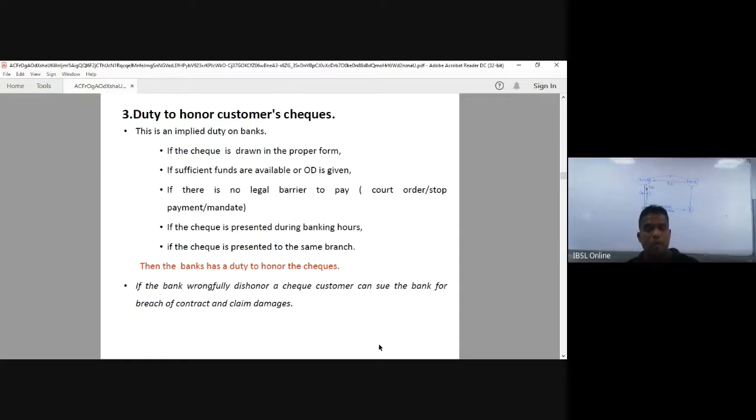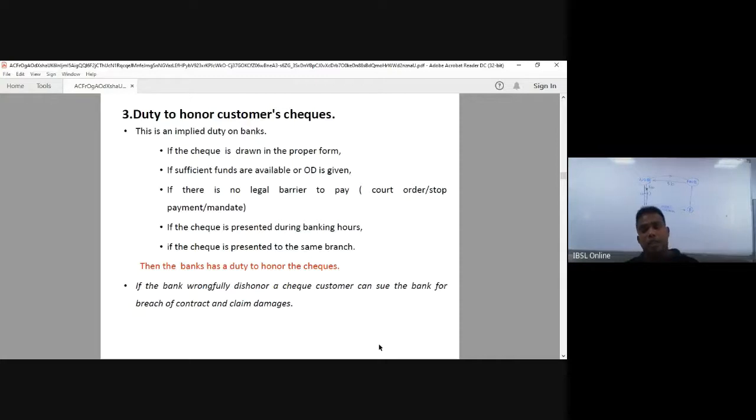So if an order like that or a legal barrier is there, even though the check is in proper form and the funds are available in the account, the bank can't pay. So therefore the third condition also has to be fulfilled. Now we say the third condition is also fulfilled, that is, when you check the account, there is no legal barrier.